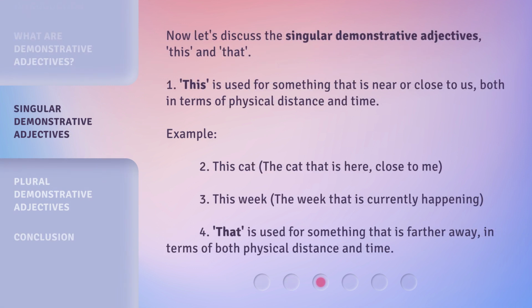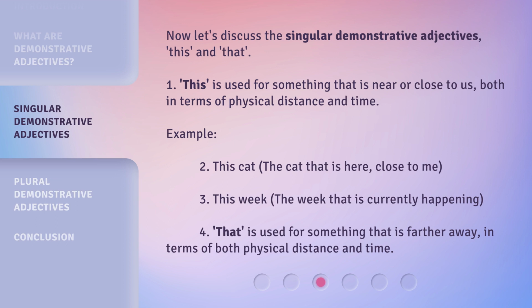Now let's discuss the singular demonstrative adjectives, this and that. 1. This is used for something that is near or close to us, both in terms of physical distance and time. Example: 2. This cat, the cat that is here, close to me. 3. This week, the week that is currently happening.